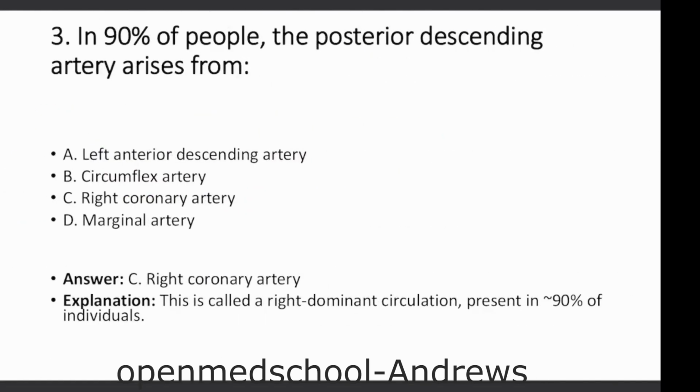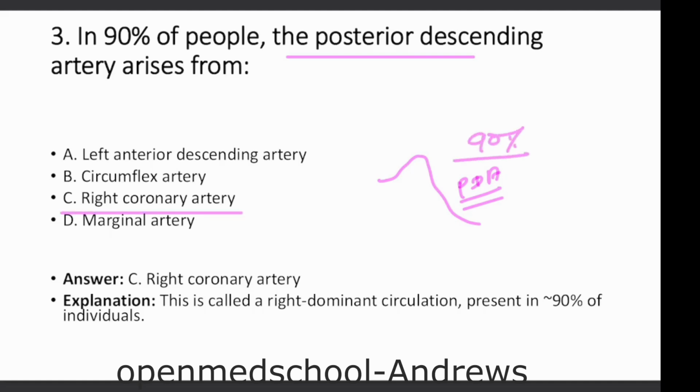In 90% of people, the posterior descending artery arises from. We have already mentioned that the artery that becomes the posterior descending artery, crossing the crux of the heart, is the dominant artery. So what is the correct answer? We have already discussed the right coronary. In 90% of patients, the patient is right coronary dominant. Hope this is clear to you.